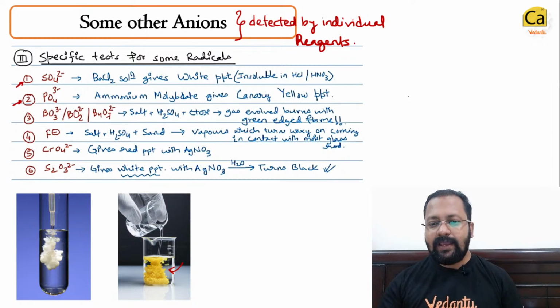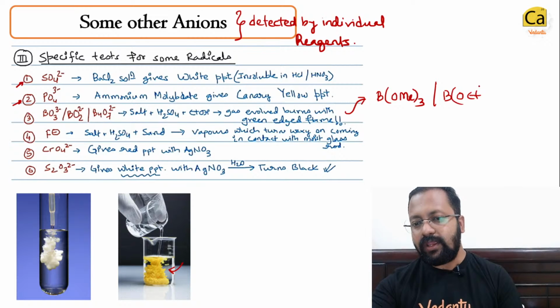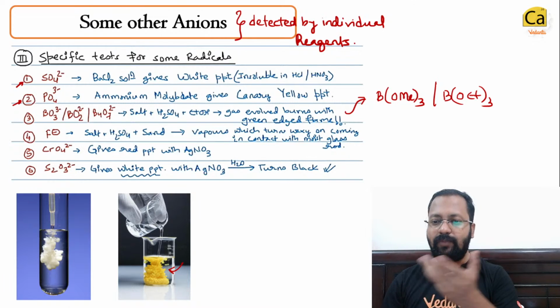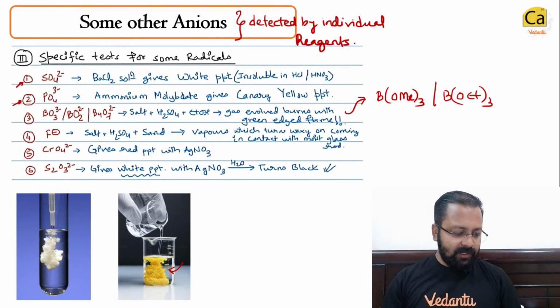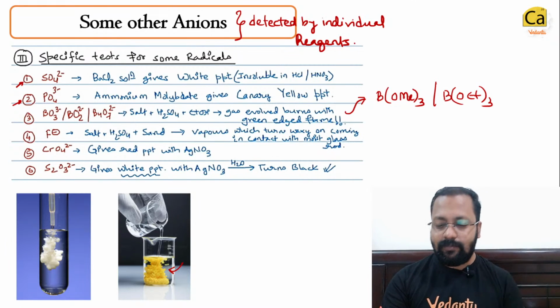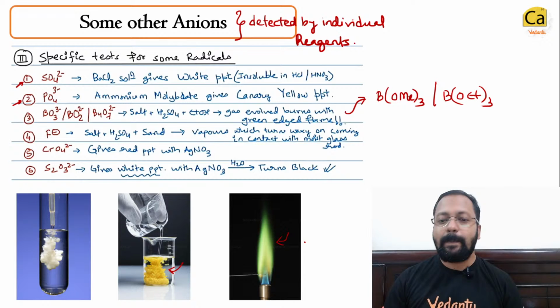What will happen is that it will turn into a BOME3 or BOET3 kind of a compound. This compound, अगर आप इसको burn करते हो तो ये जो gas evolve होती है, BOME3 and BOET3, it burns with a green flame or green edged flame. Okay, ये कुछ इस तरह का दिखता है. It burns with a green flame or a green edged flame.